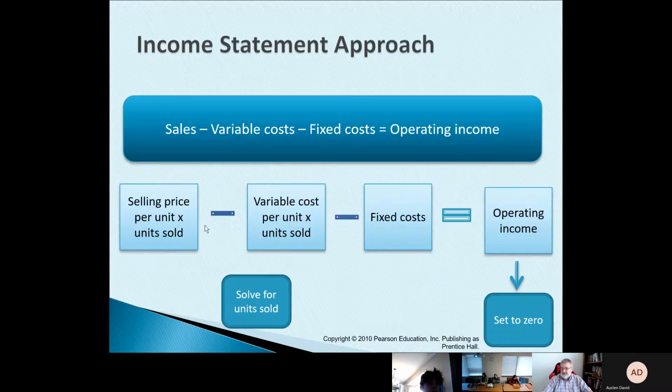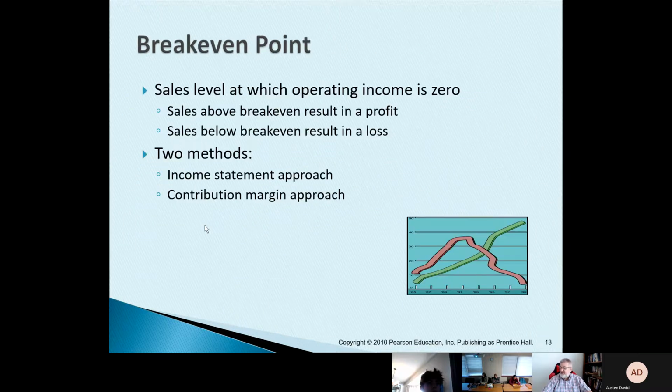So, I hate that chart. I don't know why I put that chart in there. Forget this picture down here.